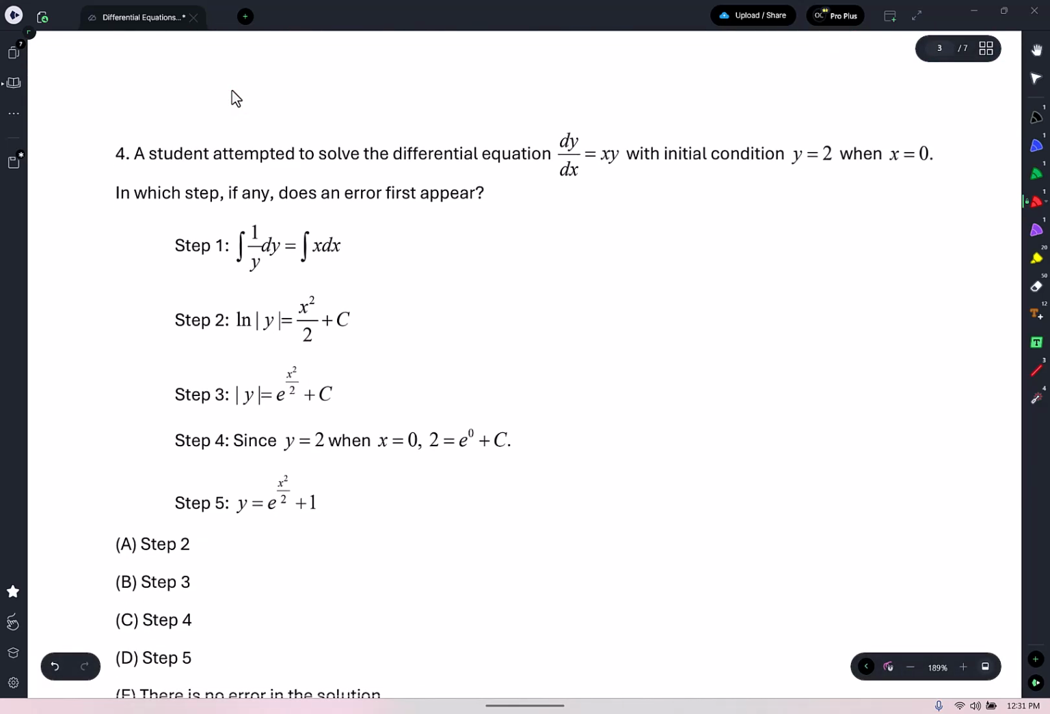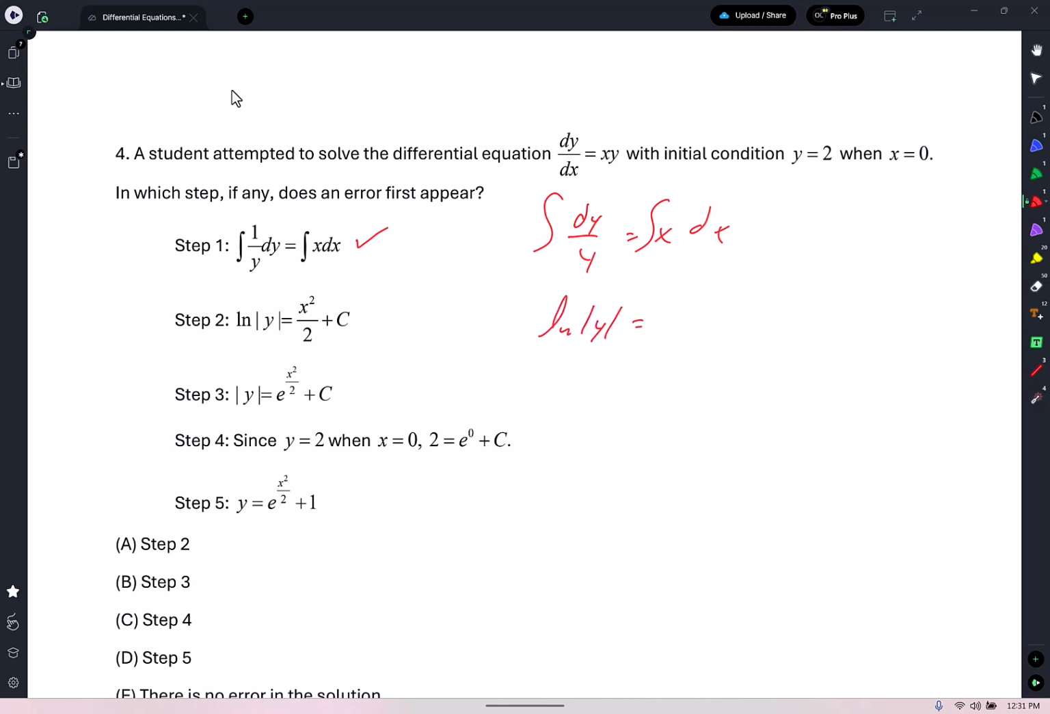All right, this one here, a student attempted to solve the differential equation dy/dx equals xy with initial condition y equals 2 when x equals 0. In which step, if any, does the error first appear? All right, so they separated the variables correctly, dy over y equals x dx. And then they took the antiderivative: ln absolute value of y equals x squared over 2 plus c. That's fine too. And then they exponentiated both sides, so I should have absolute value of y equals e to the x squared over 2 plus c.